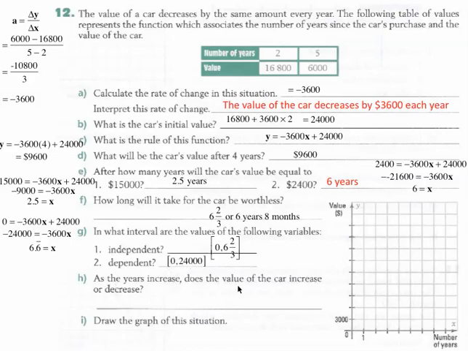As the years increase, does the value of the car increase or decrease? It decreases. And then draw a graph of the situation. So the initial value is 24,000. Here are all the different number values. So there's my 24,000, and then at 6 2/3, we know the value is 0, so I just connect the dots. There's your graph. And that is it for number 12.